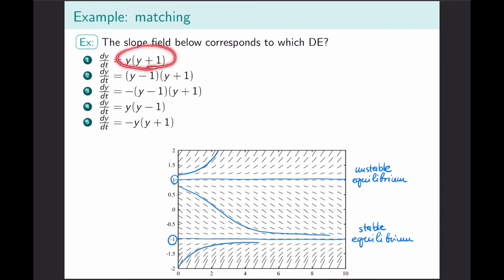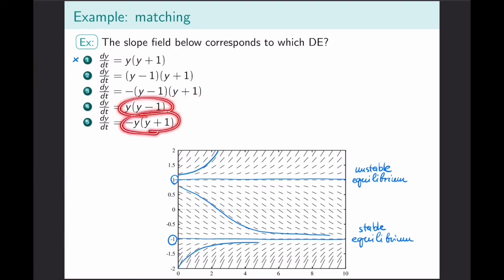If I set this to be 0, I notice that I'm going to have y equals 0 or y equals -1, but y equals 0 is not a steady state in my differential equation, so this equation does not match my slope field. Take a look at the next one. If I set this to be 0, I will precisely get 1 and -1, so this is still a candidate for my slope field. Same with this one here. 1 and -1 are zeros here, and therefore equilibria, which means that this is still a candidate.